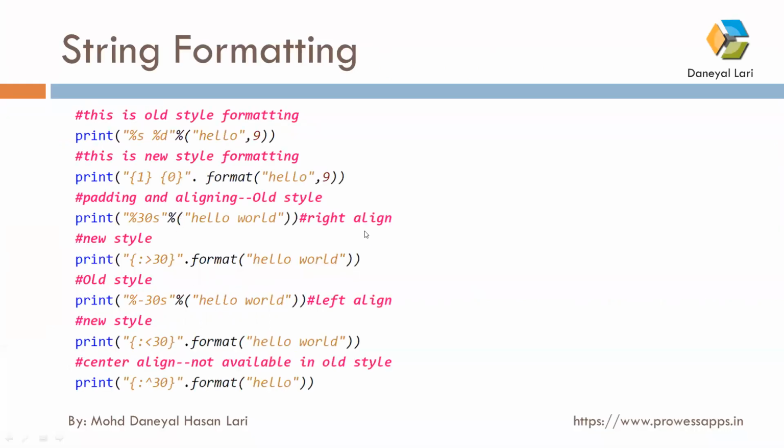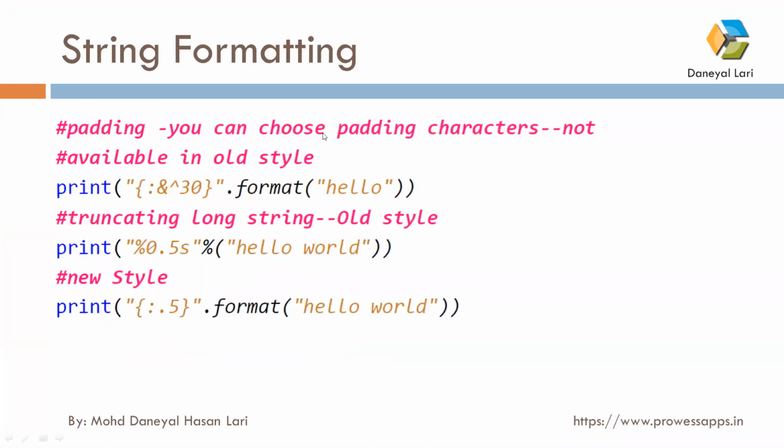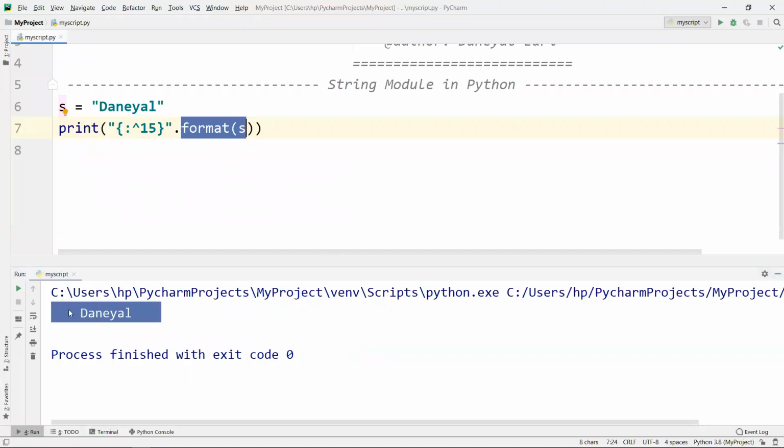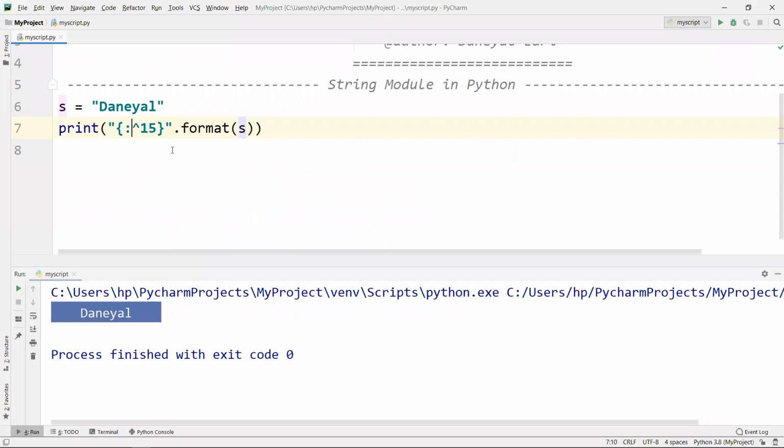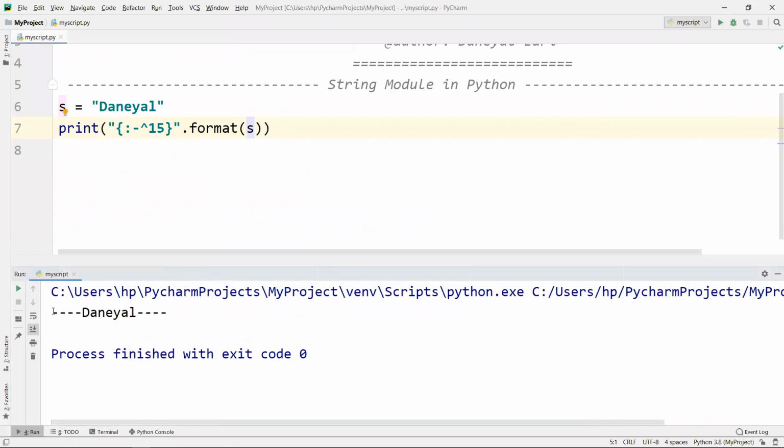Okay, next one is the padding. You can choose a padding character, and it is not available in the previous one. So suppose I want to center, but as you can see here, the space is available, but I want to print some other character in place of the space. Then you can specify your character just before your caret symbol. Just look here. I specify one hyphen symbol, then you can see that this will look like this one. So as you can see, this looks nice because you are formatting your string.